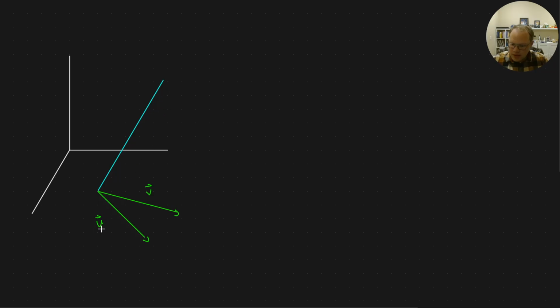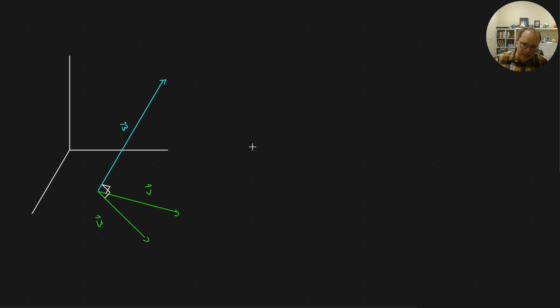So this direction would be orthogonal to v, and at the same time orthogonal to u. Meets both vectors at a 90-degree angle. Our goal is going to be to find a representative vector in this direction. Okay? Let's call it W. That's what we want to do in this section.